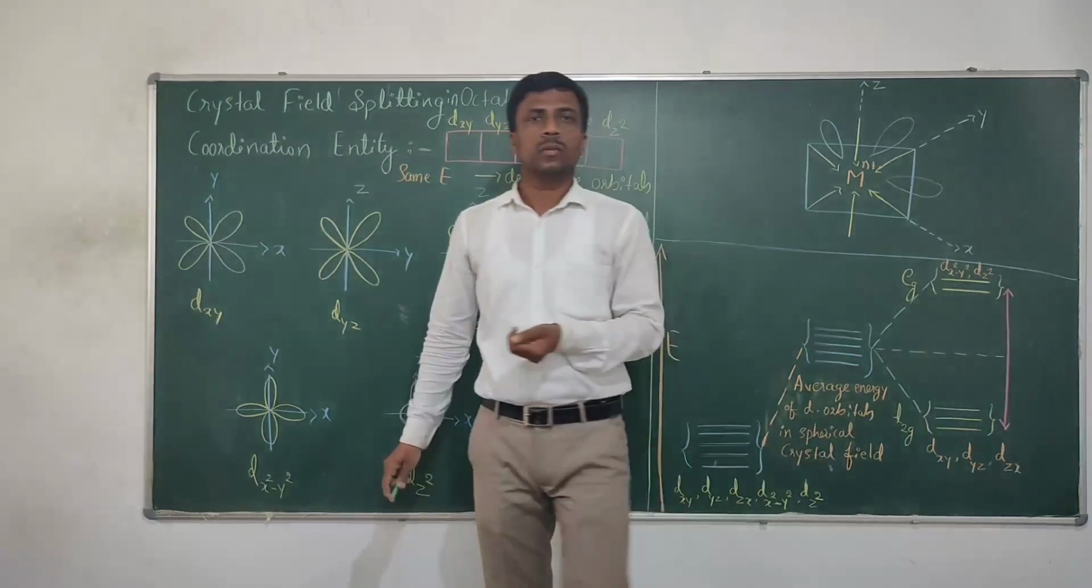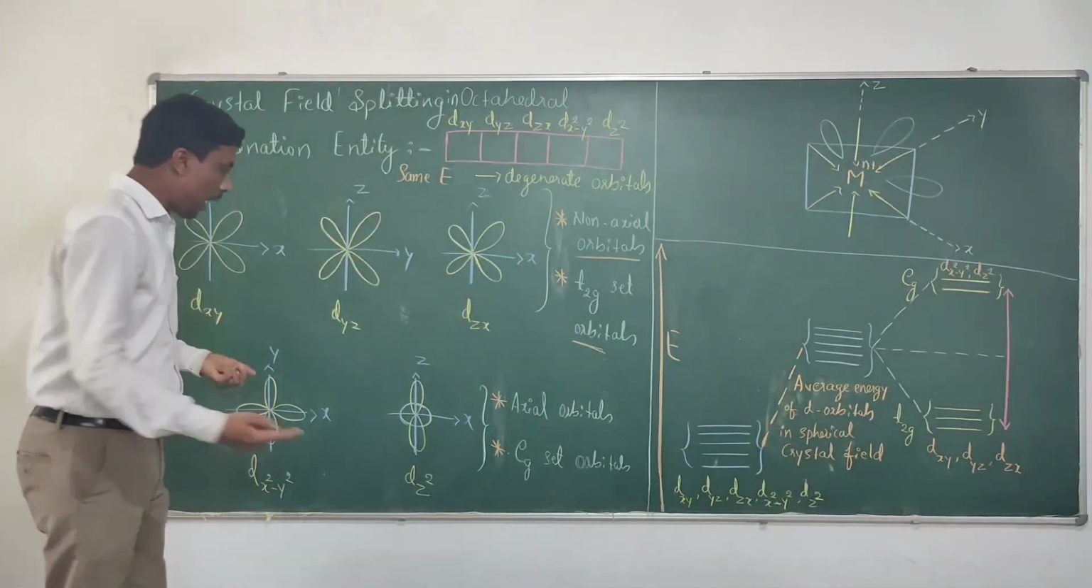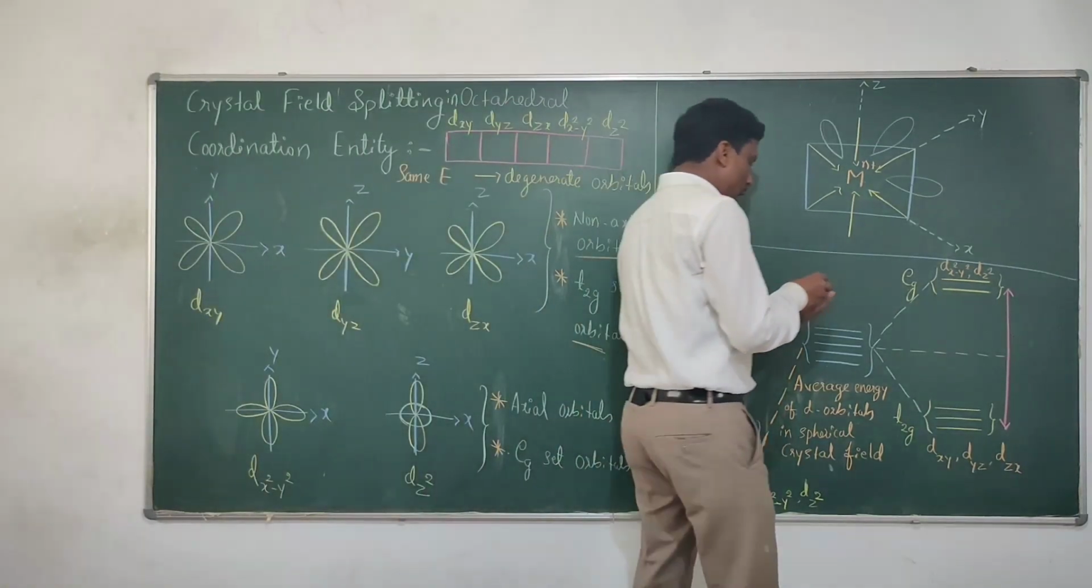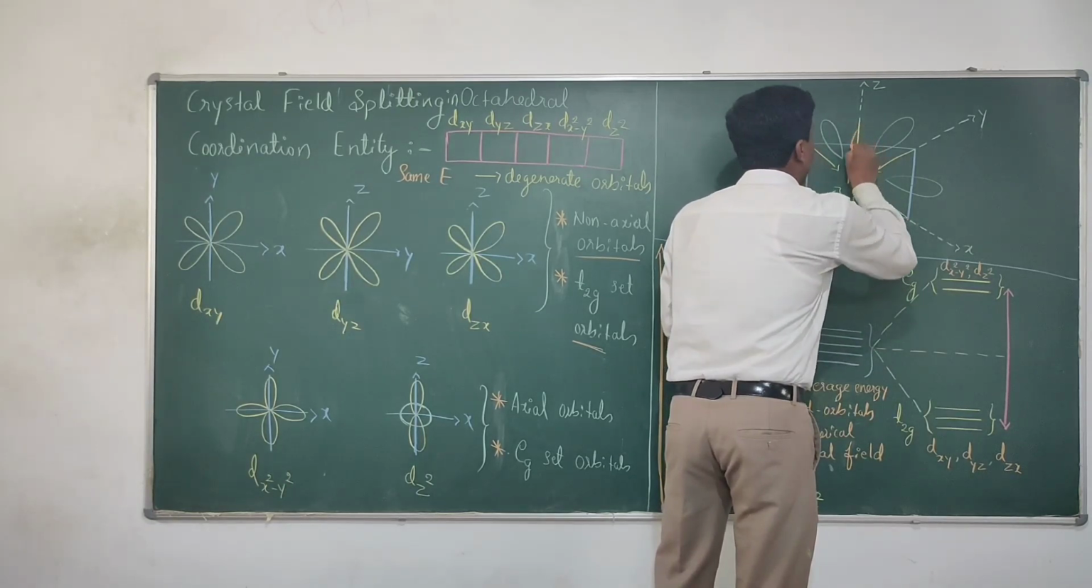This is for dxy, dyz and dzx orbitals. And for dx square minus y square and dz square, they are having the orbitals along the coordinates.